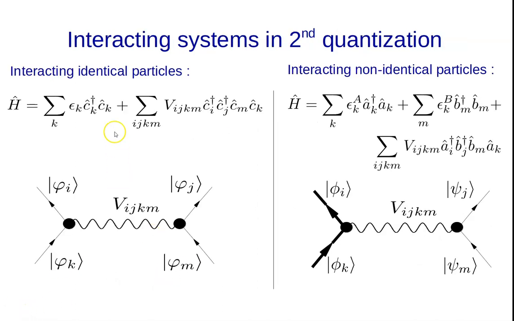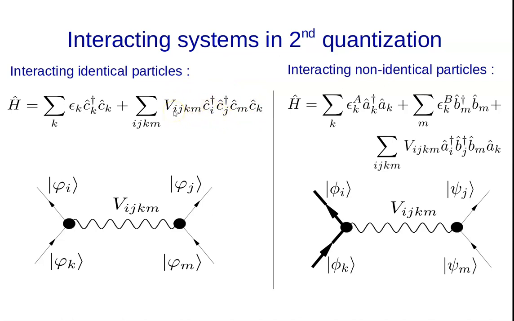Okay, what about interacting identical particles? We have seen that as well, and we noticed that the interacting term is a bit different. It involves four operators, two destruction operators and two creation operators, and notice the indices. You did this assignment where you showed that a two-body operator can be written in this way.